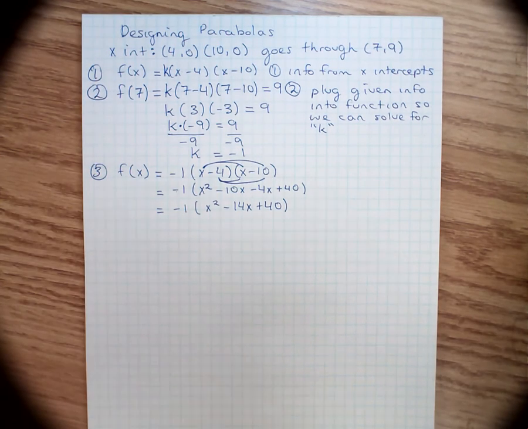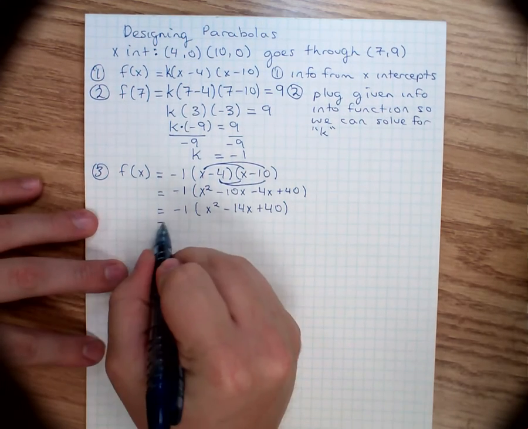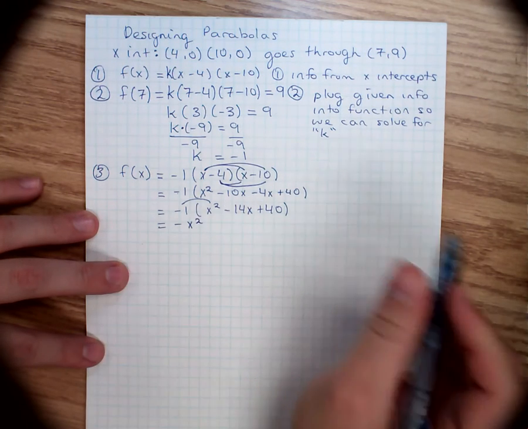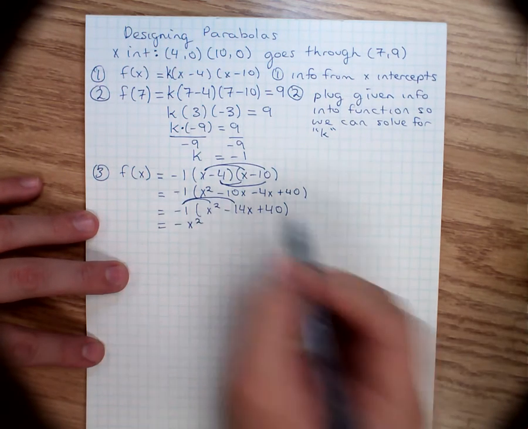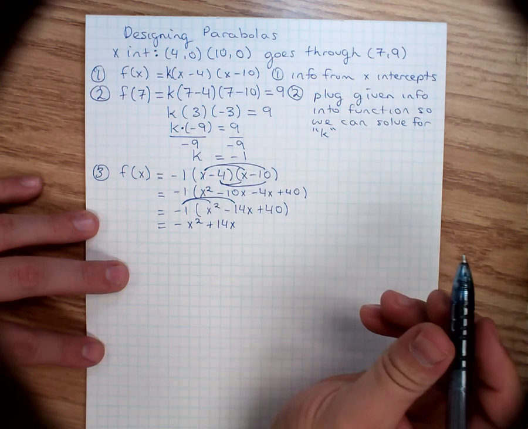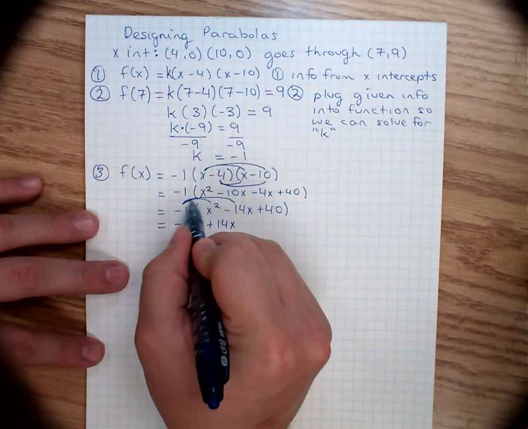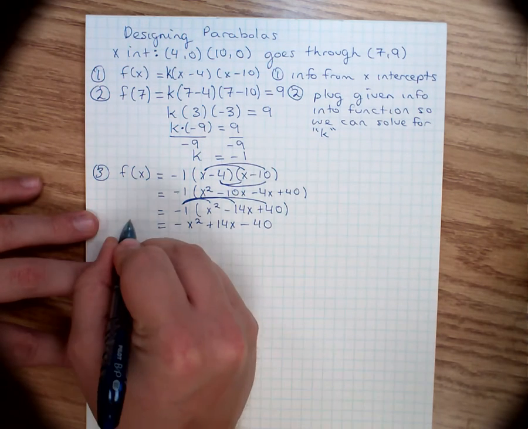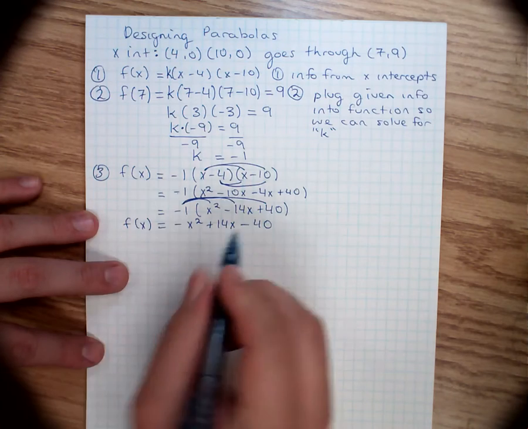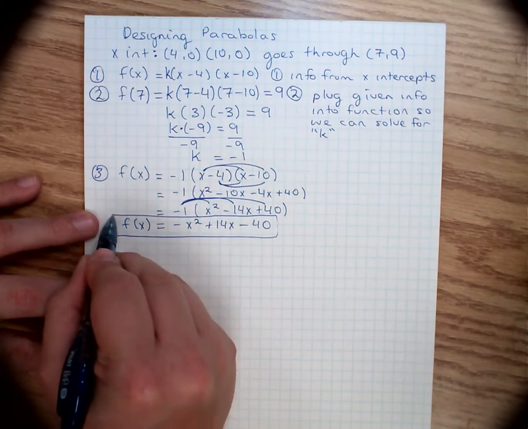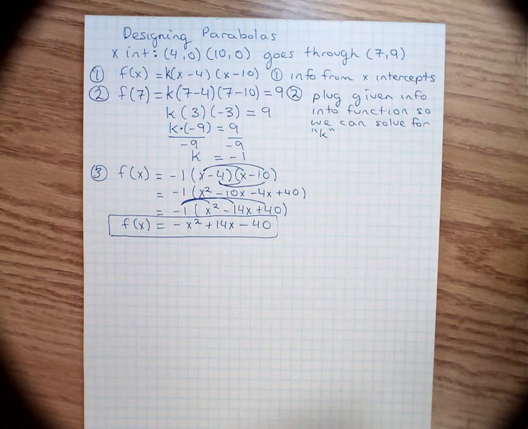Now I can finally distribute that negative. Negative times a positive would give me a negative x squared. Negative times a negative would give me a positive 14x. And a negative times a positive would give me a negative 40. And that is my end answer.